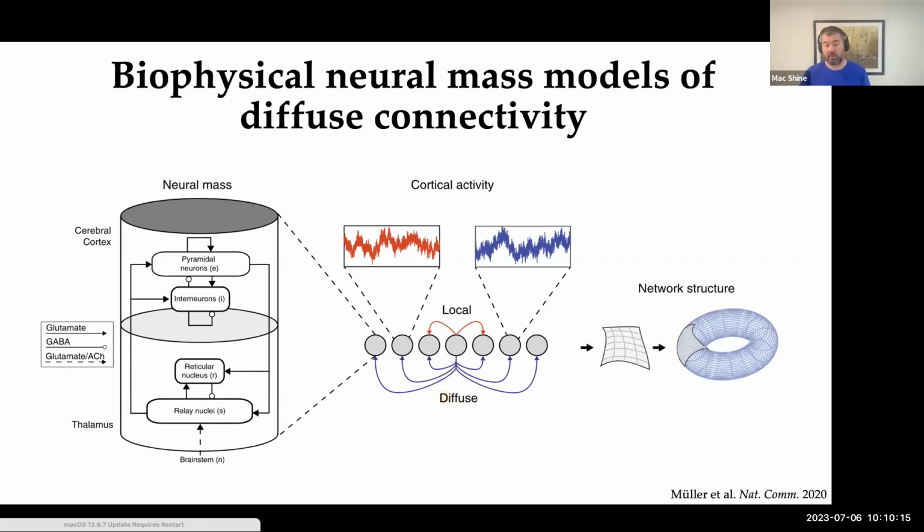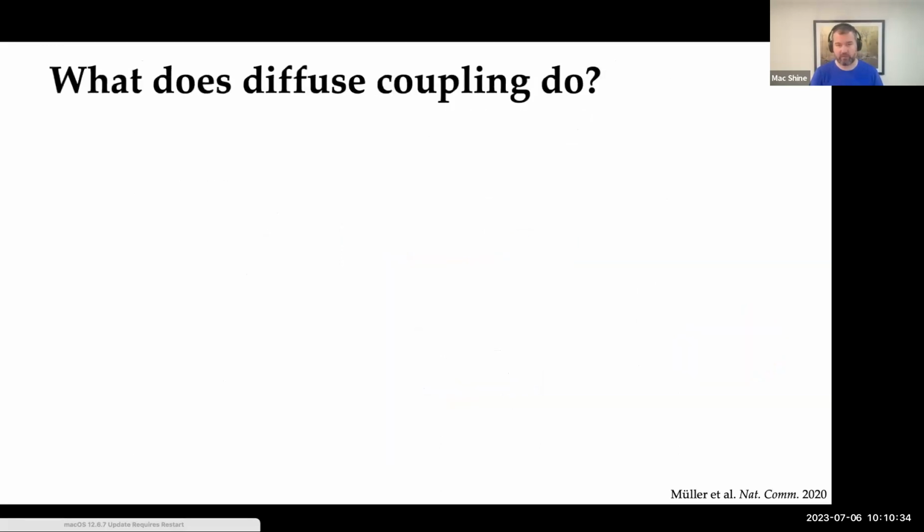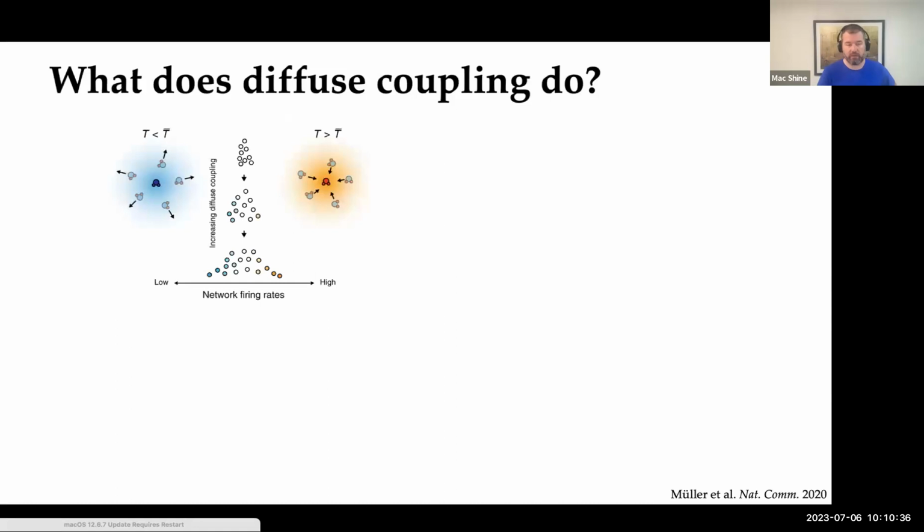Now, this could mimic something like the diffuse thalamus, or it could mimic the diffuse projections of the locus coeruleus or the dorsal raphe. This is really a little more abstract than precise neurobiology. But what we were really interested in doing was figuring out what benefits or costs would you confer if you swept this diffuse coupling parameter between its regimes. So in other words, what does diffuse coupling do?